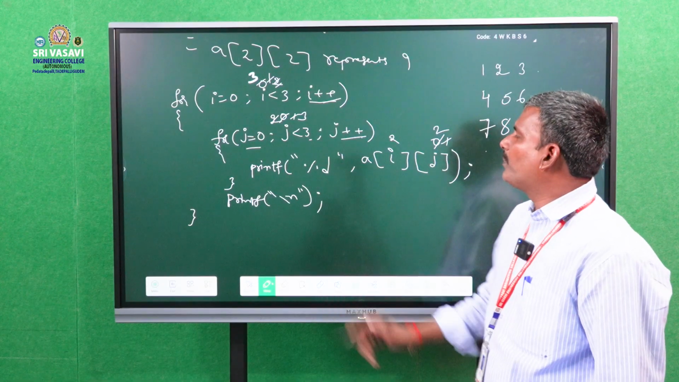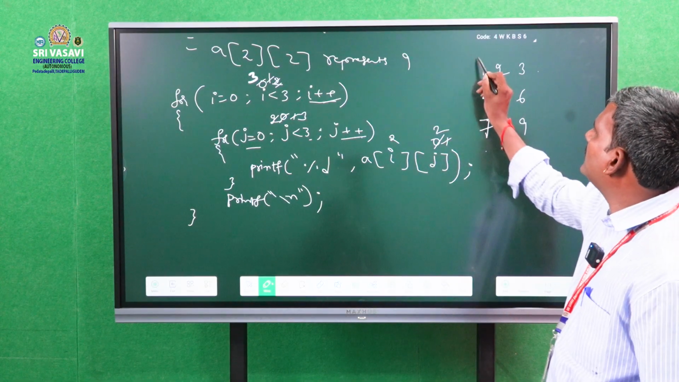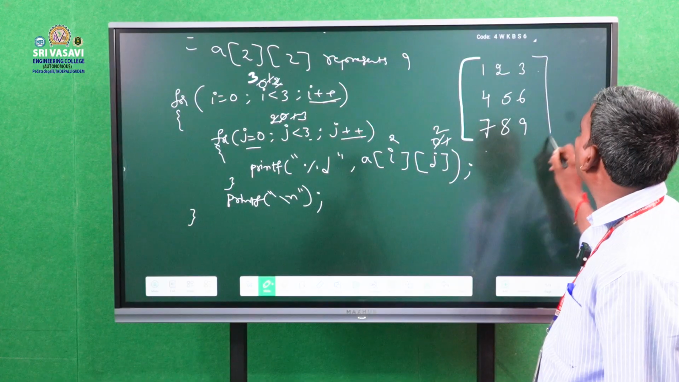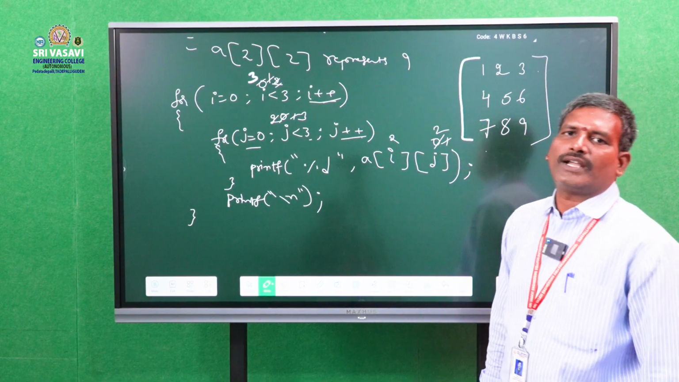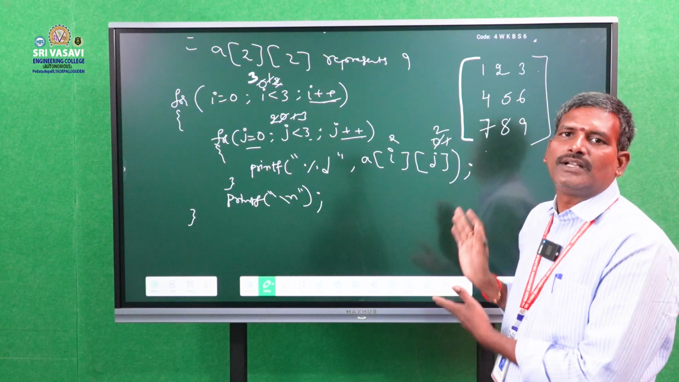At the end of the loop, the matrix elements are displayed on the output screen. 3 by 3 elements are displayed on the output screen. Okay, so this is the 2D array concept.